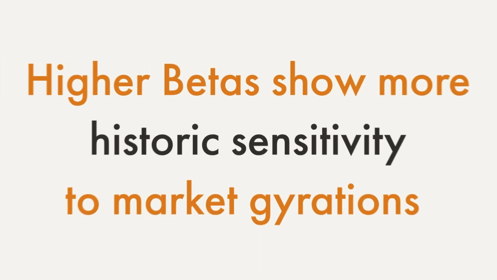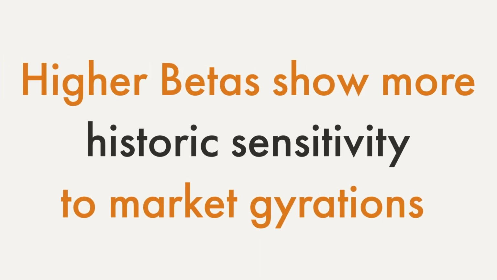How do we actually understand how risk exposed a portfolio is? One way is to measure risk through beta. Beta is financial jargon for portfolio correlation, and in today's example, we'll be looking at beta as measured against the S&P 500 stock index. Higher betas show more historic sensitivity to market gyrations, and lower betas less so.